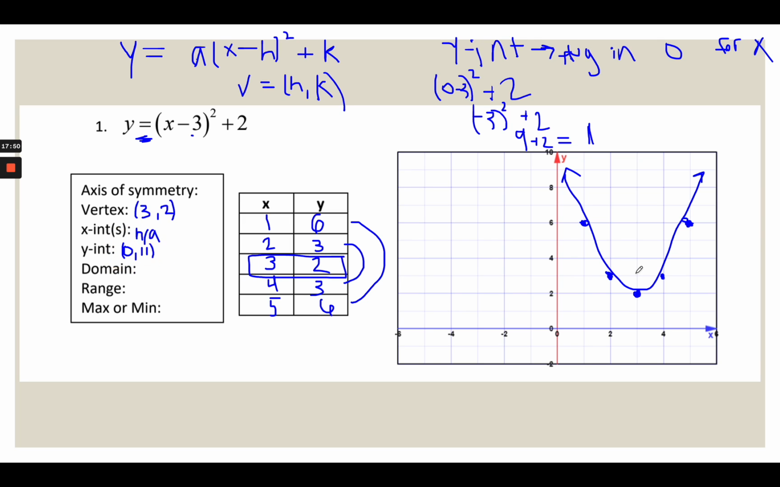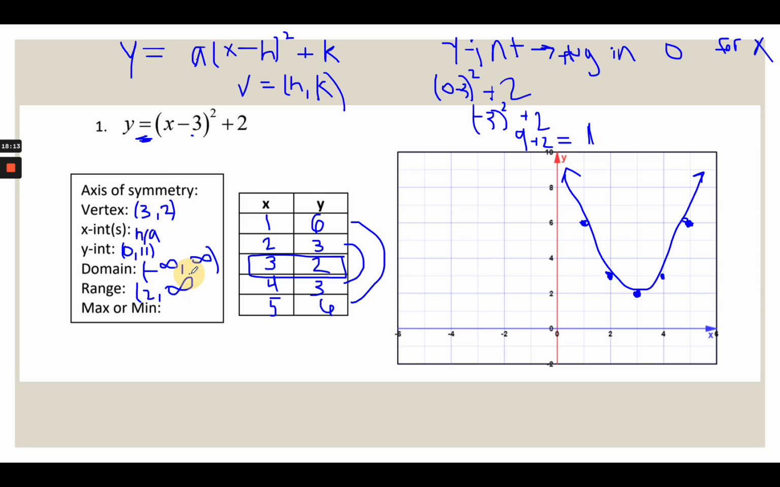Our domain, how far left can our x values be? Well, it goes on forever, so our domain is -infinity, and how far right can our x values go? To +infinity. That's our domain. And our range, what's the lowest we can go on our y values? 2. And it goes up to infinity.